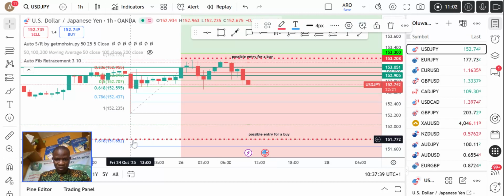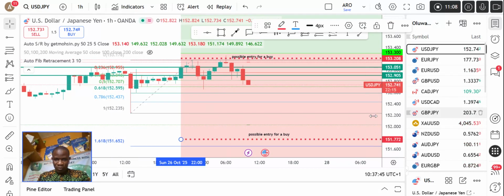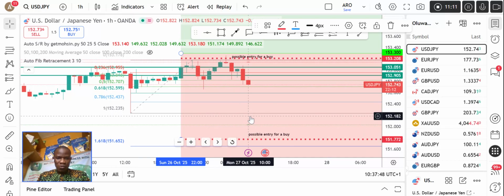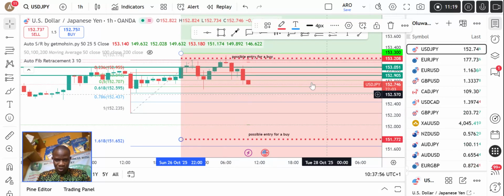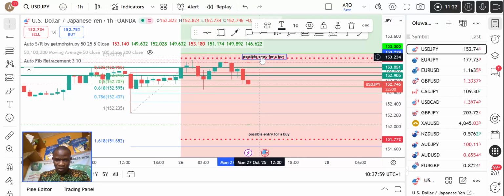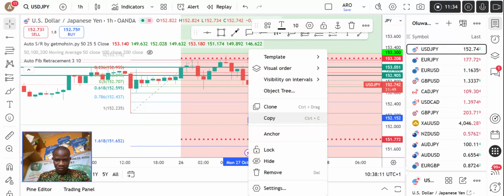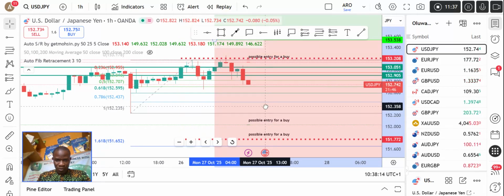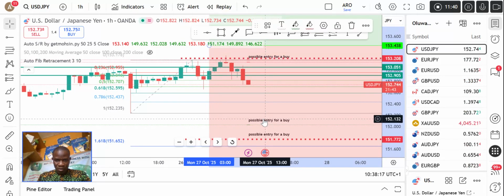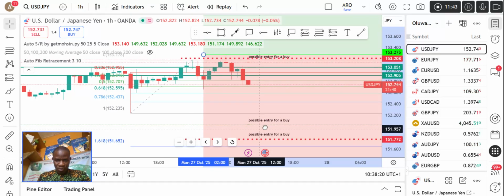So we have seen the direction of the trade. Having seen the direction, we have to wait for confirmation. Here can also be our area of entry, but we have to wait for confirmation. Let me also put it there as well. So we have another area of entry here. There can also be, here also can be our entry.